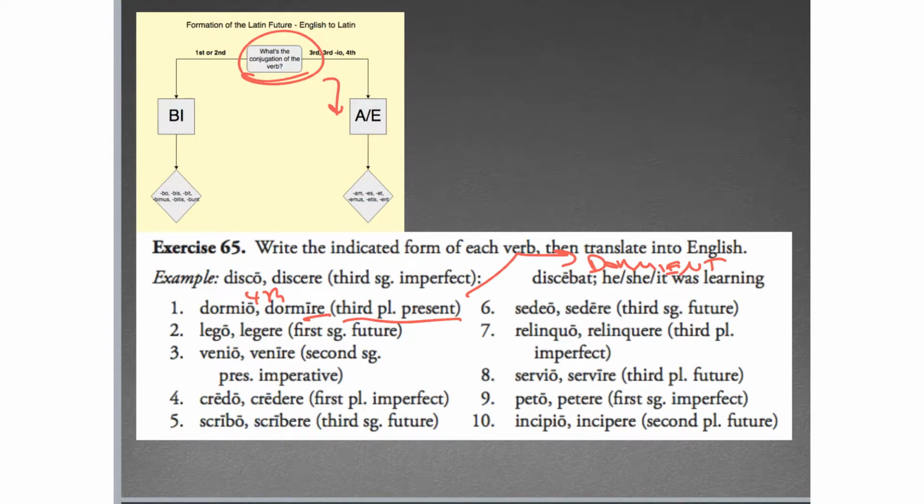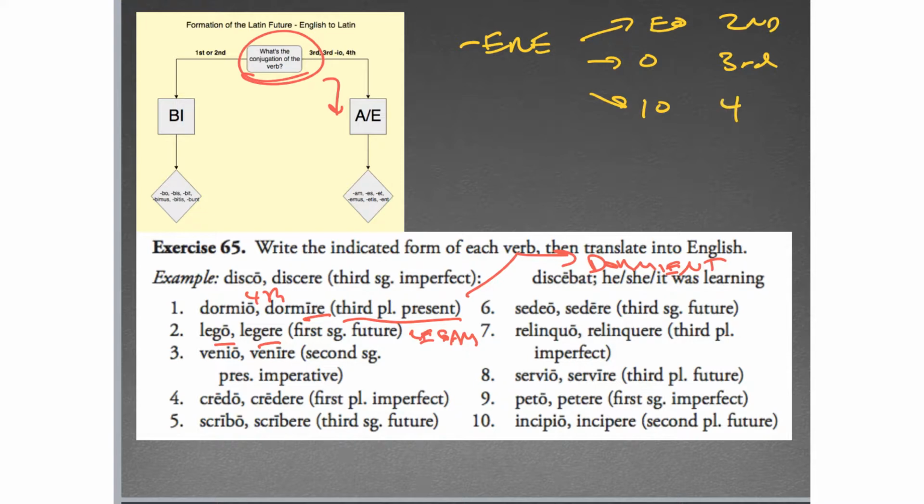All right, if we look at number 2, lego, legere. That is going to be third conjugation, first singular future, legam. That first singular is the A. Right, so that is why it's legam. And just remember, for the ERE forms, if it's EO in the first principal part, it's second. If it's just O, it's third. If it's IO, it's third IO.